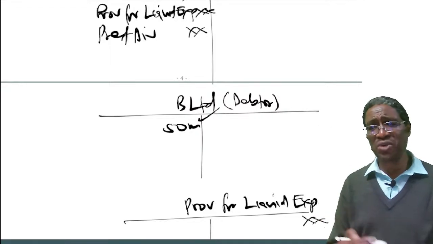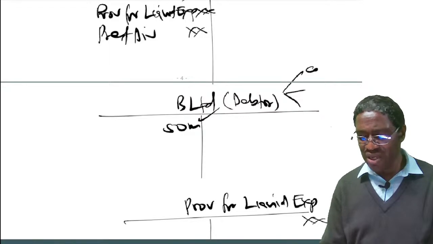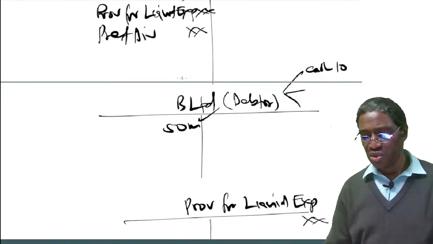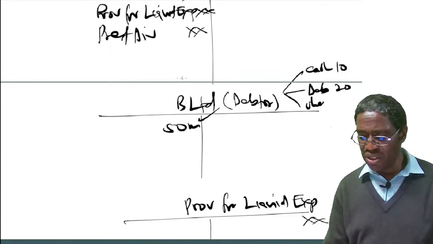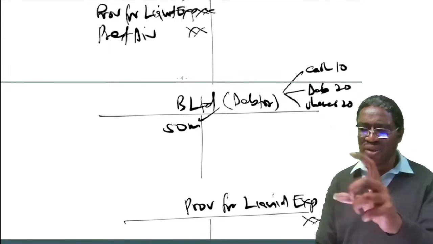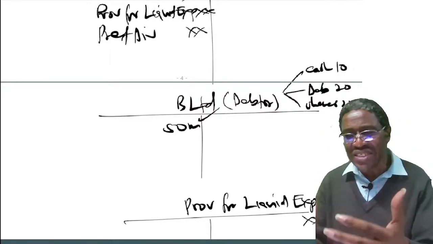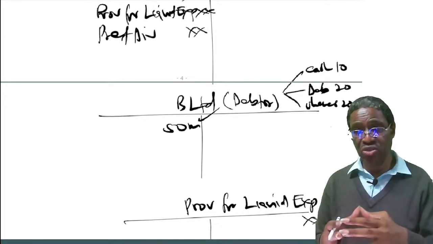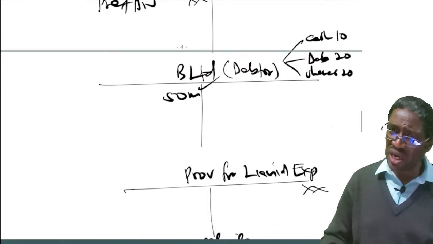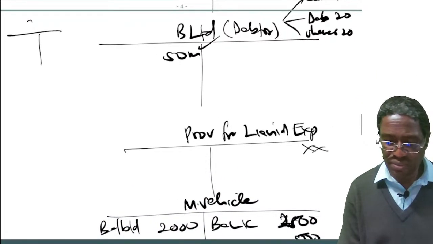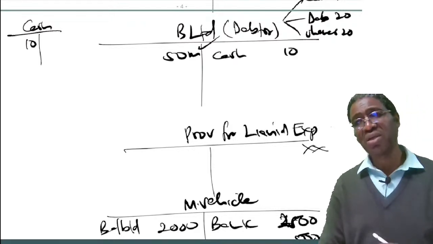But let us for now assume that the question tells you that out of 50 million, 10 million was paid in cash, 20 million was paid in debentures, and another 20 million in shares. So our step number 11 says, with the receipt of the purchase consideration, now we are receiving it from company B. If you are receiving cash, you will debit cash 10 million, and you credit the purchasing company 10 million.